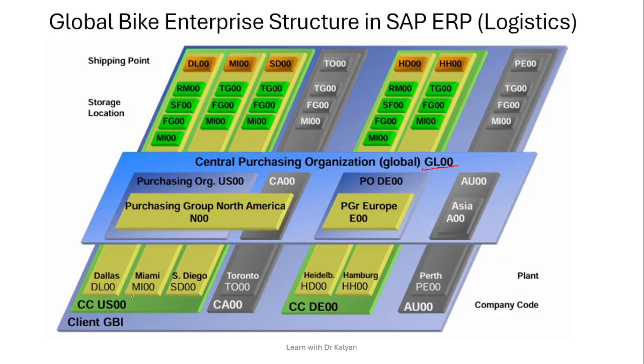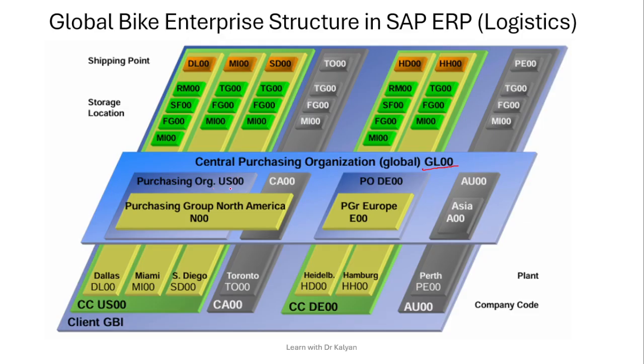Other purchasing organizations exist on a continent basis. The US company and the Canada company come under North America. There is a purchasing organization called N00. Their job is to purchase raw material for the plants present in the US as well as Canada. For these 2 countries, there will be a single purchasing organization called N00.